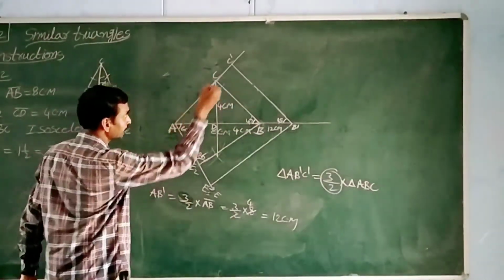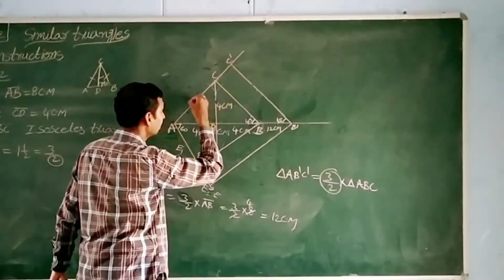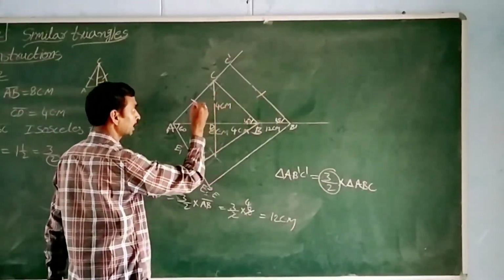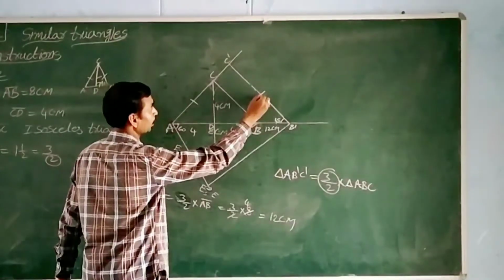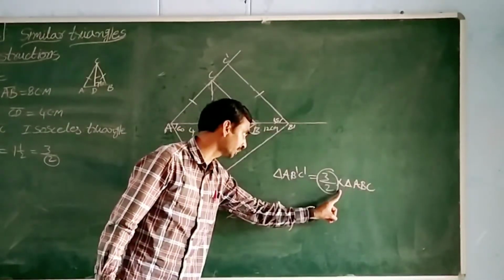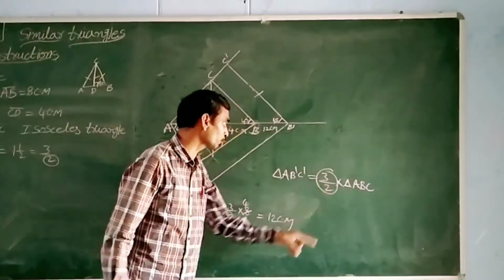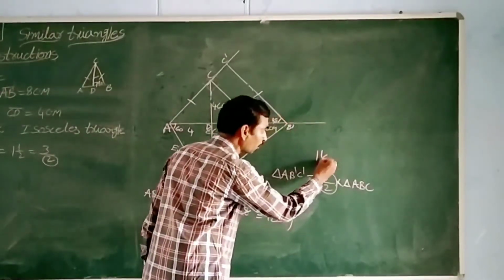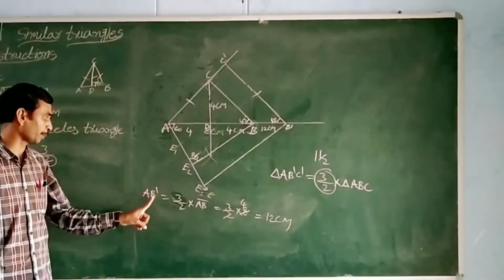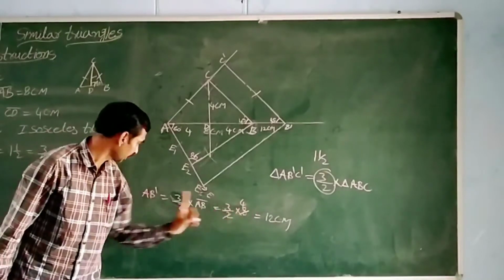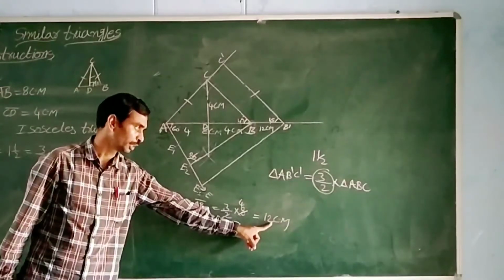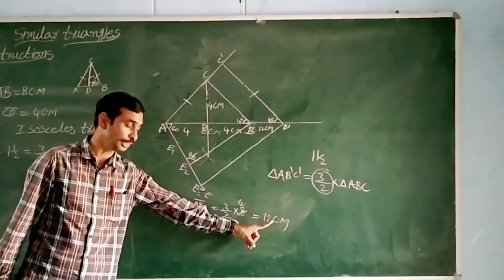If you measure AC dash and B dash C dash, both are equal, because it is an isosceles triangle, so these two sides are equal. This A, B dash, C dash is similar to triangle ABC, with ratio 3 by 2, which means 1.5 times triangle ABC. You can check whether it is correct or not. AB dash is equal to 3 by 2 into AB, then AB dash is equal to 12 centimeters. If you get 12 centimeters, then your answer is correct. If you do not get 12 centimeters, then your answer is wrong.